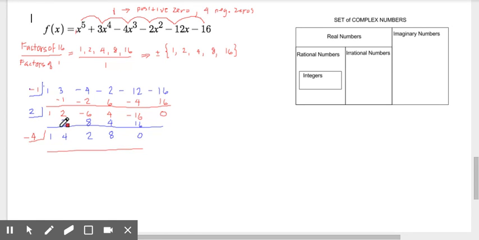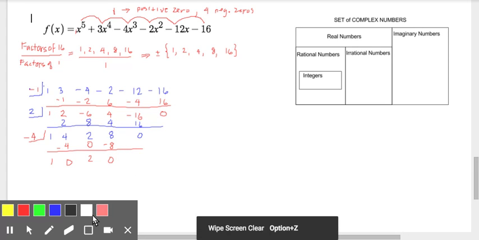So we bring down 1. 1 times negative 4 is negative 4. This becomes 0. Okay, we got a 0 here, but we need to continue. The 0 that we're looking for is at the end. So 0 times negative 4 is 0. 2 plus 0 is 2. 2 times negative 4 is negative 8. And we get a 0 here. So we have our third zero.